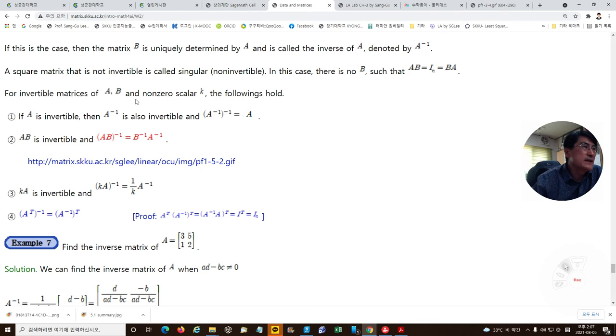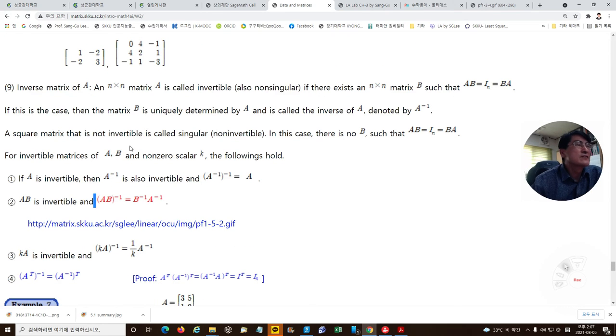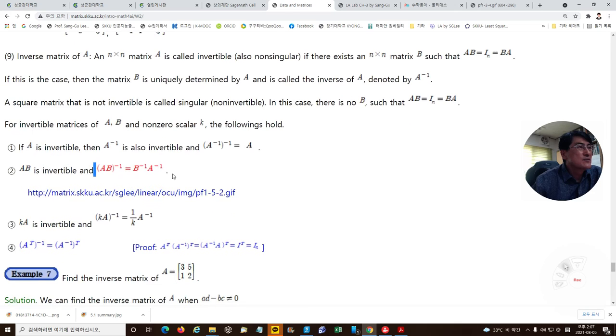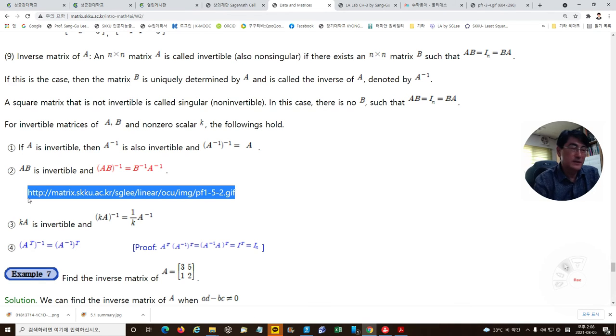For invertible matrices A and B and non-zero scalar K, the following hold. If A is invertible, then A inverse is also invertible, and the inverse of A inverse is A itself. And AB is invertible, and the inverse of AB is equal to B inverse times A inverse. We can easily check that because of the definition of the inverse. All you have to do is check that the product of this matrix and this matrix is going to be an identity matrix, like what we see here. The proof is here.